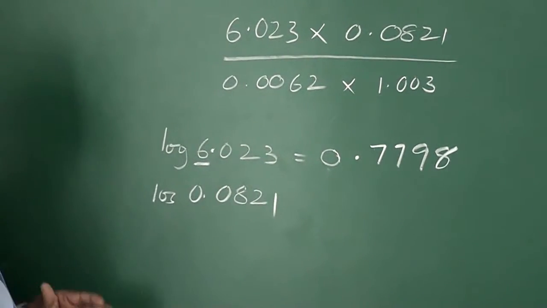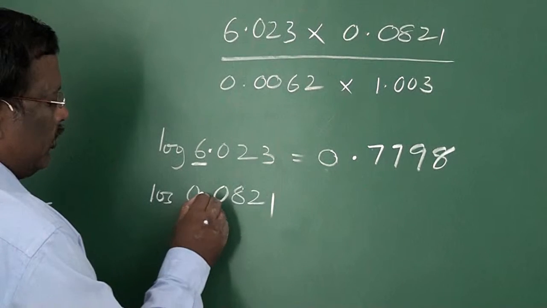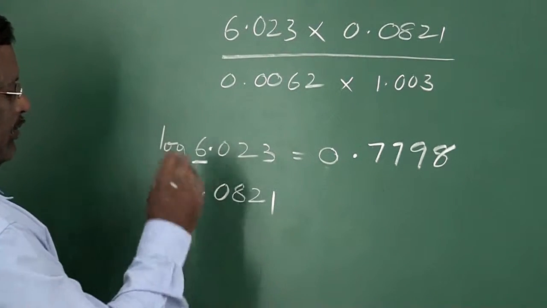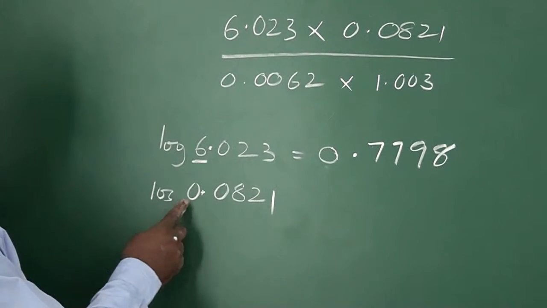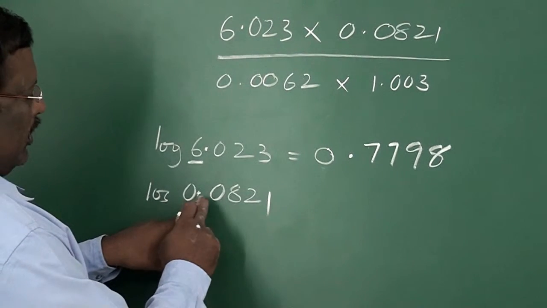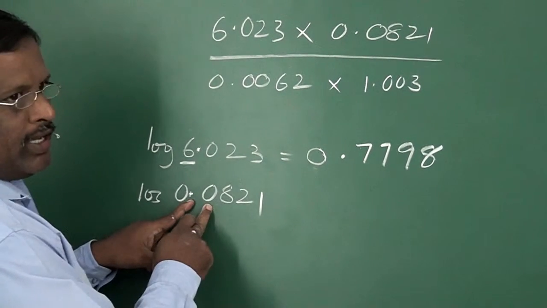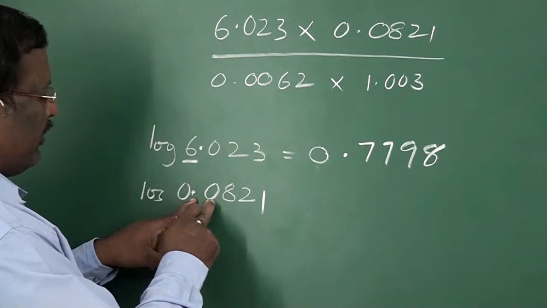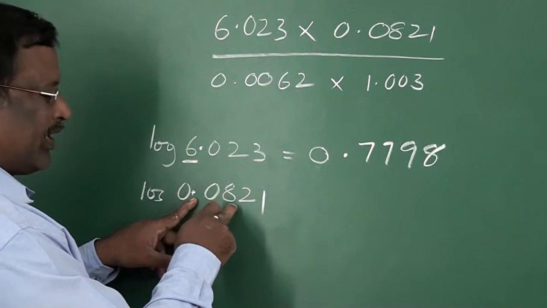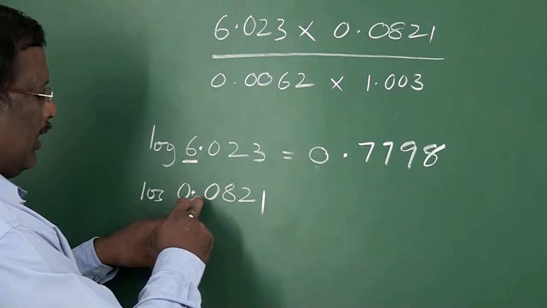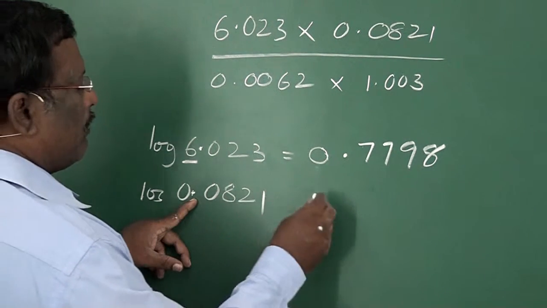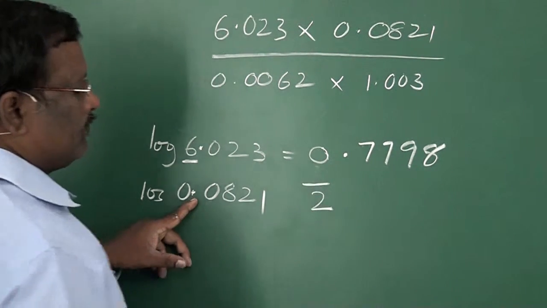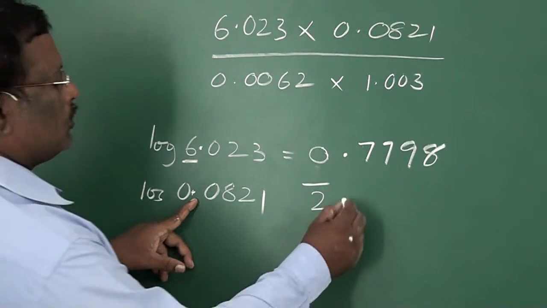The next is 0.0821. I already told you that after the decimal, if a numerical comes immediately, the characteristic is bar 1. But here there is no numerical, again 0 was there, then a numerical starts. So here the characteristic is bar 2.